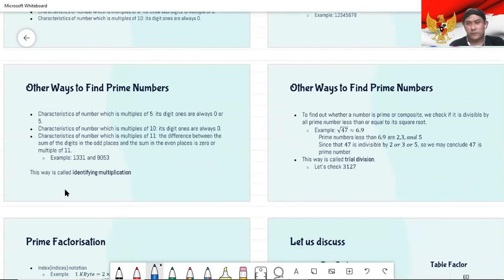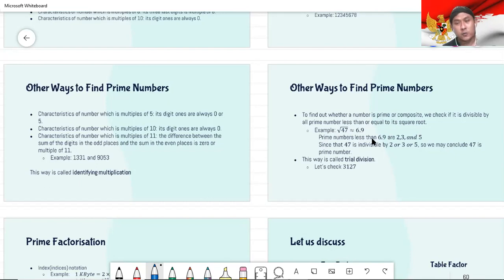Now, another way to find prime numbers is by using the square root. Basically, the square root is the inverse process of a square. For example, in this case, we want to find out whether 47 is a prime number or not. How? We find the square root of 47. It's about 6.9.